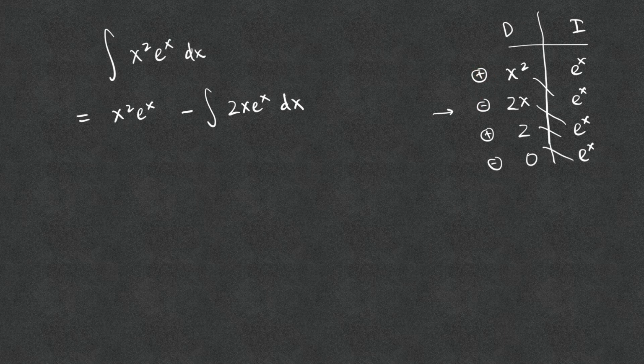Or if we decide to stop in the third row, then the answer will be x squared times e to the x minus 2x times e to the x, and we take 2 times e to the x in the third row and put them in the integral sign with the plus sign. And so the answer is x squared e to the x minus 2x e to the x plus the integral of 2 times e to the x.